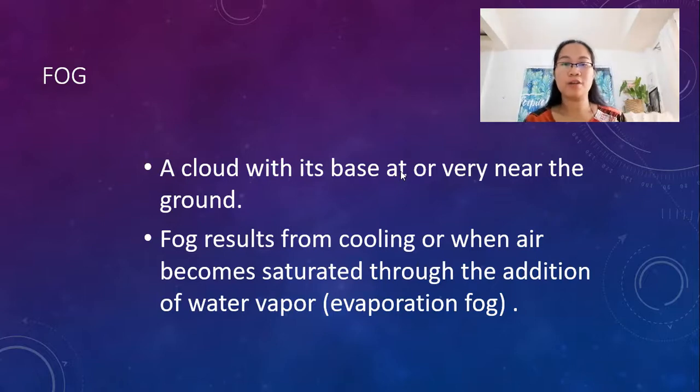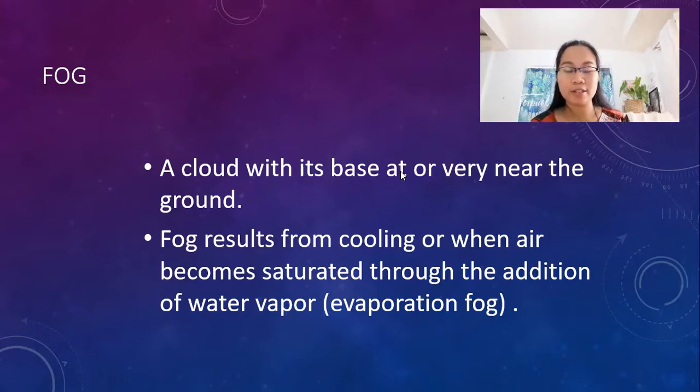Okay, so now let's talk about fog formation. But what is a fog? It is a cloud with its base at or very near the ground. So that is the main difference between cloud and fog. Okay, we know that clouds are formed at the sky, but fogs are formed near the ground. Fog results from cooling or when air becomes saturated due to the addition of water. So if air becomes saturated due to the addition of water, so that is evaporation fog.